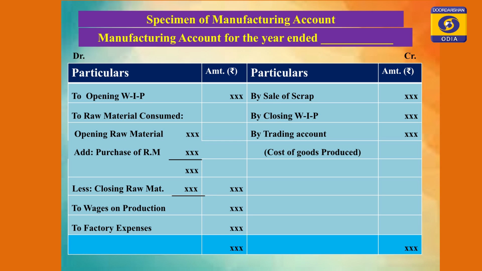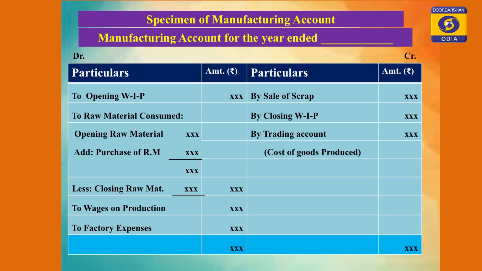So the items on the debit side, we'll have a look to opening work in progress. We'll start with opening work in progress. The next item we have is to raw materials consumed. Raw materials consumed, how do we find that? Opening raw material, add the purchases of raw material if any, total that, then we'll deduct the closing stock of raw material, and the balance will go to the outer column. That will give us the raw material consumed.